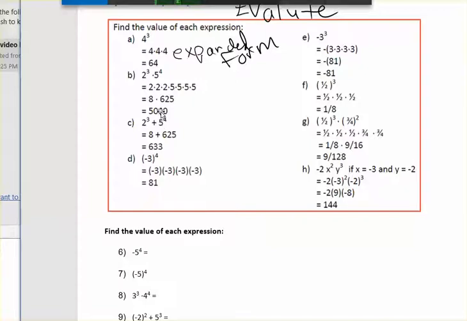Then you multiply them together, because the order of operations says to do the exponents before you do any multiplication. In C, you also do the exponents first before you do any adding. So C is the same 8 and the same 625, but this time you'll add them together.